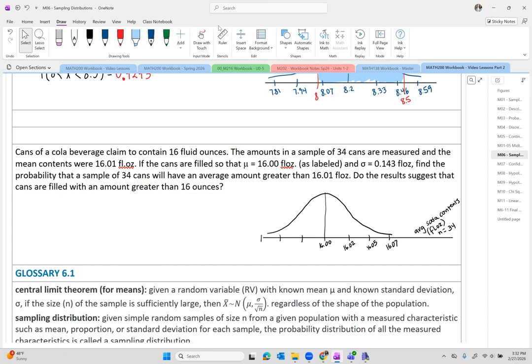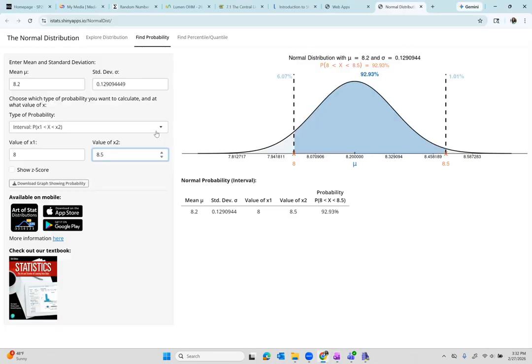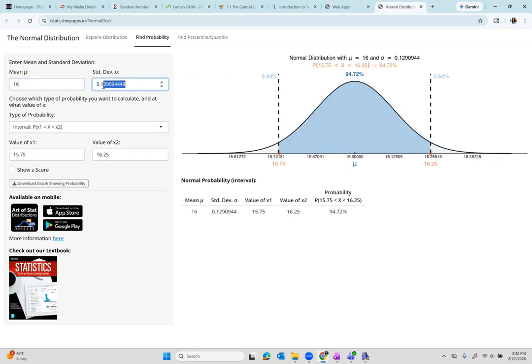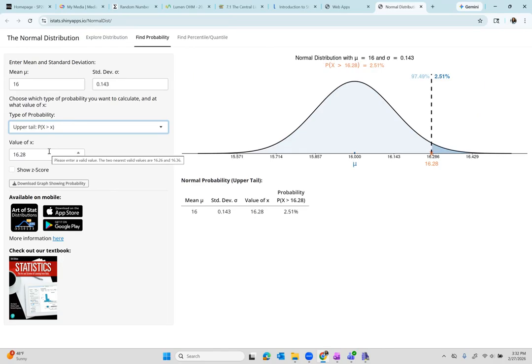So the standard deviation is 0.143 and the mean is 16.00. So I'm going to go to my Art of Stat. So 16 exactly, 0.143. And we are looking for the probability of greater than 16.01. So that's the question that they are asking us. So the probability that the mean of 34 cans will be 16.01 fluid ounces or greater is 47.21%.